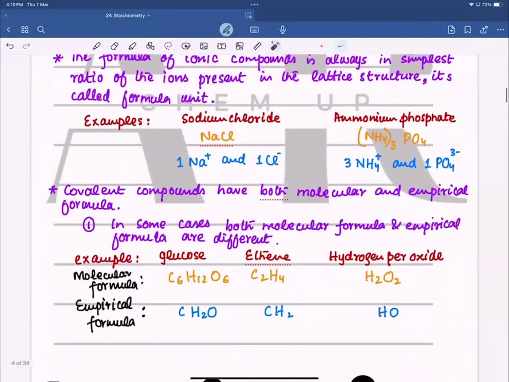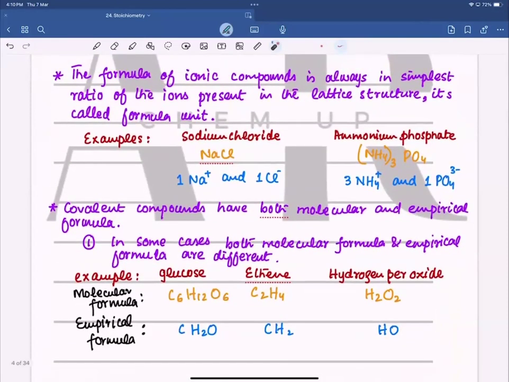Now when we talk about ionic compounds, ionic compounds are always written in their simplest ratio, because ionic compounds don't have a molecule, instead they have a giant lattice. So if I'm writing sodium chloride, the formula NaCl, it means that the lattice contains an equal number of sodium ions and chloride ions. In one lattice there are millions of sodium ions and millions of chloride ions as well, but they have an equal number. That's why we get the formula NaCl for sodium chloride.